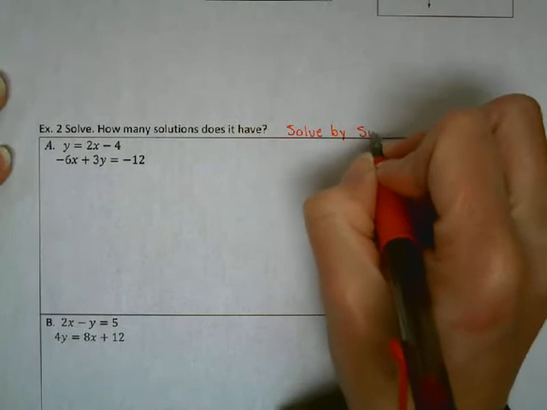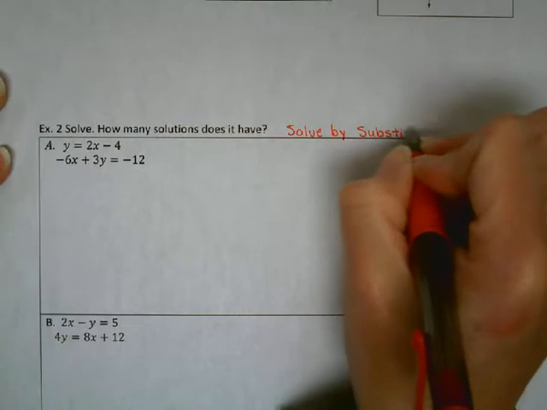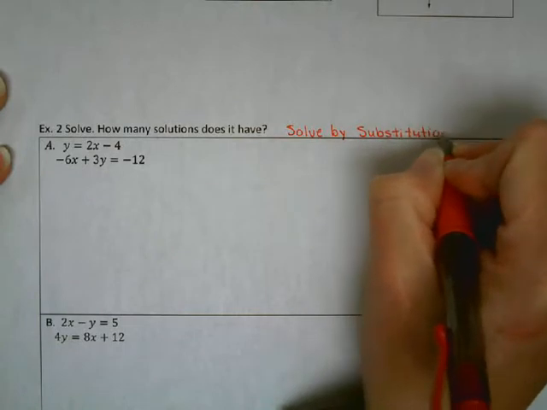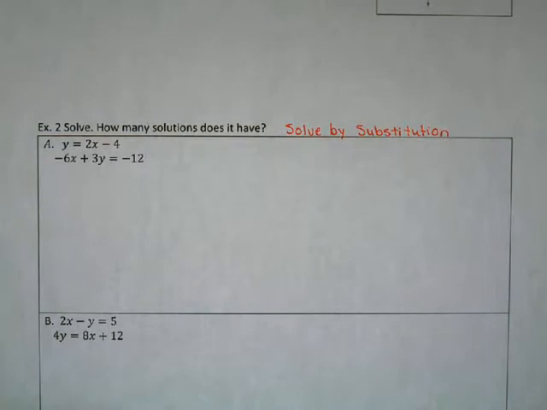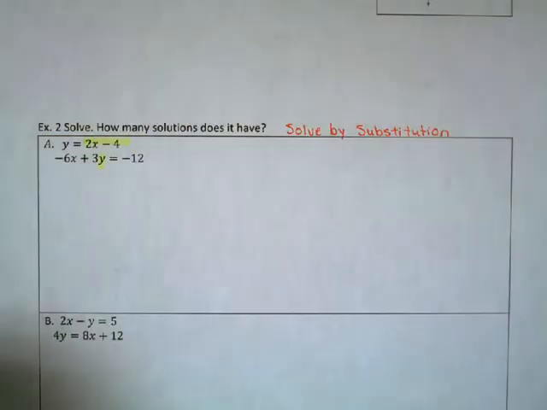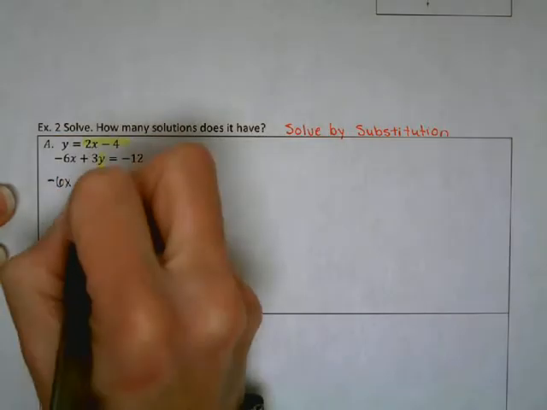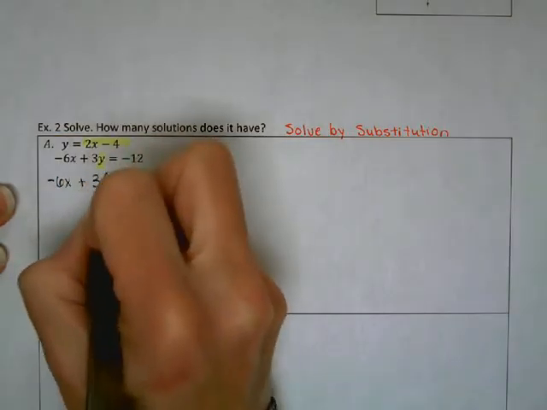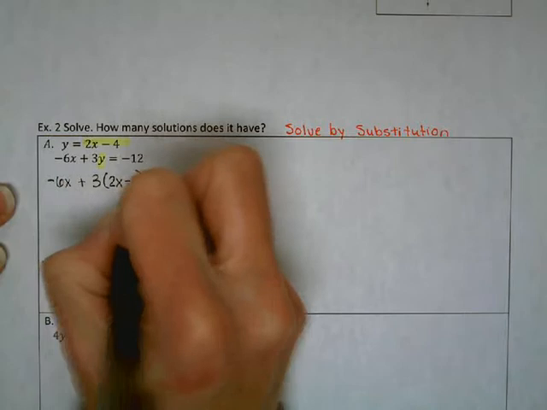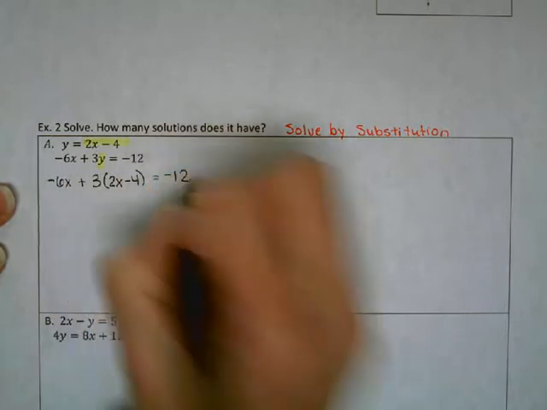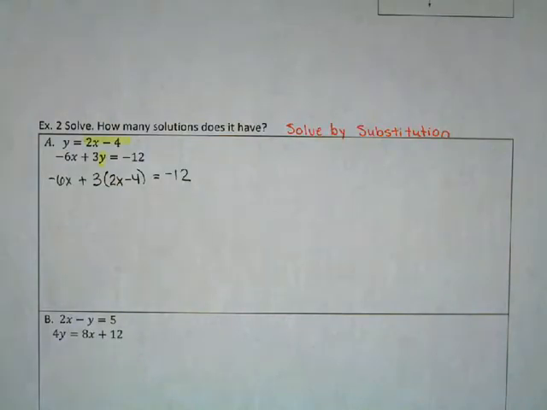Since that's what we're doing today. So this top equation here is in the form y equals. So we're going to replace the y value with what y equals. I'll copy down the problem, but I'll take out the y because we're going to replace the y with 2x minus 4. So it's substitution, replacing the variable with something else.